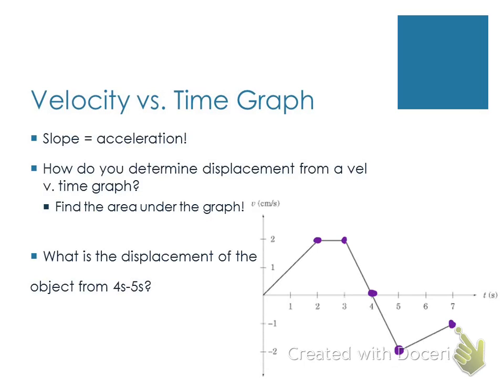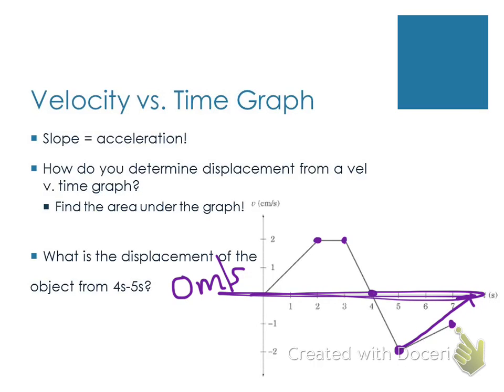So from 4 to 5 seconds, my object went really quickly in the negative direction. Now it's slowing down, but still moving backwards. We know it's slowing down because our velocity is starting to approach 0. Right here, the x-axis is 0 meters per second. So as we start to approach that x-axis, that means we're slowing down. Since we're below it, that means we're still moving in the backward direction. That's a little trickier. Velocity versus time graphs are a little bit trickier.